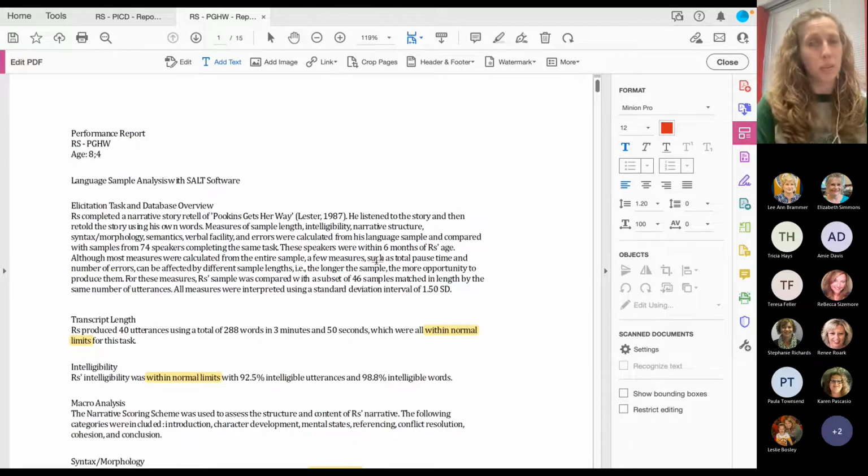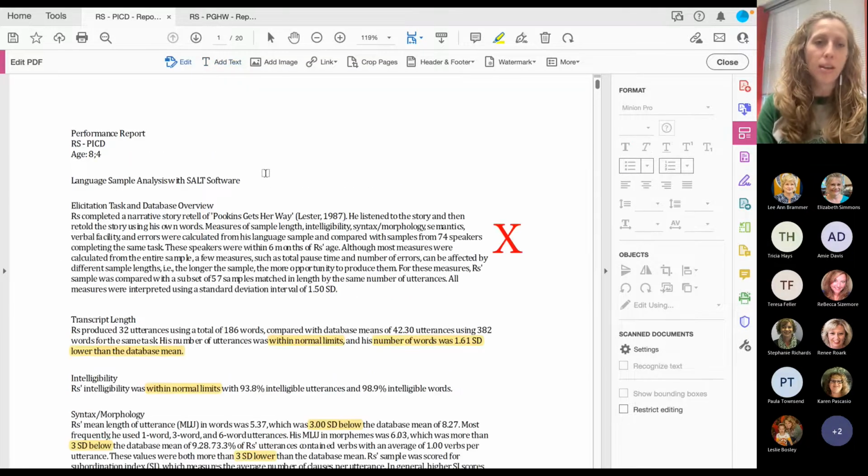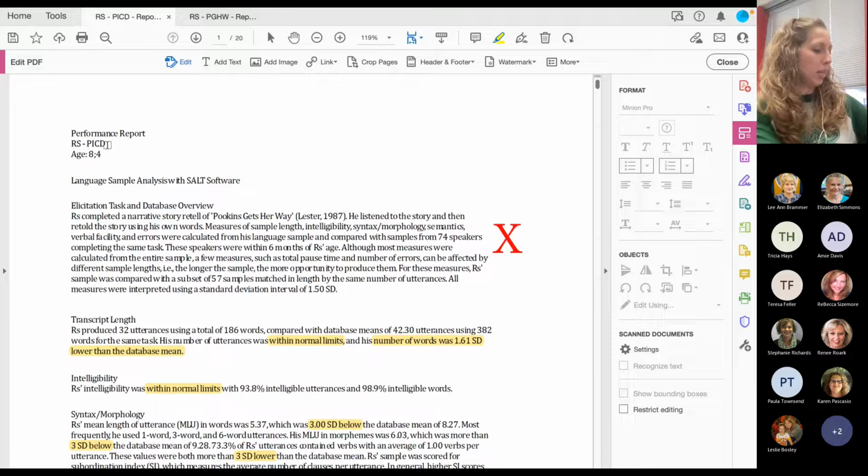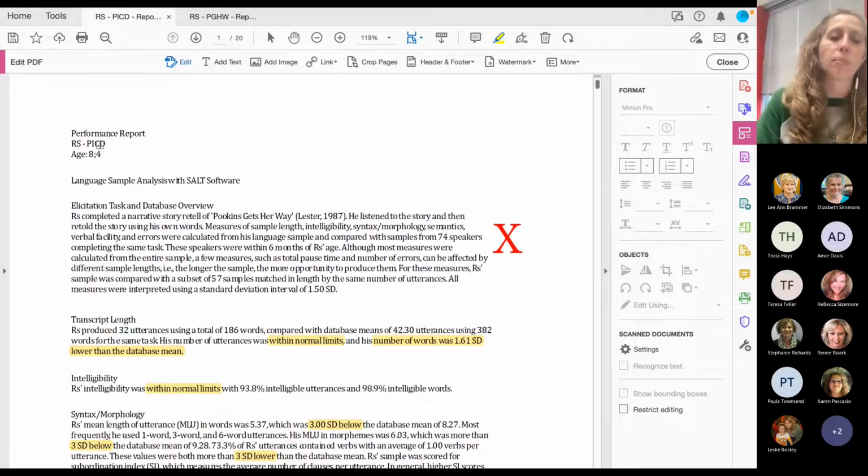And then I also do, as long as I have time, a conversation sample. And this is one thing you kind of have to be careful for. This is the same kid, and I got this back, and it says PICD, which I'm not really even sure what that is supposed to mean. I thought it was the title of the other book, but it's not. But it says that he did a retell. It has that same paragraph from the other one, and he didn't.